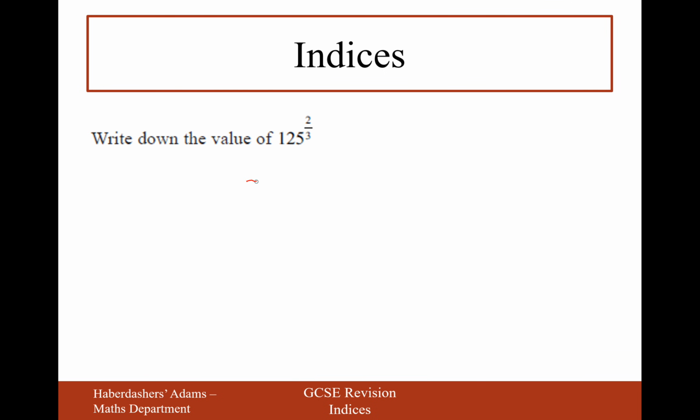Okay, so in this question here, there is no negative on the indices, so we don't need any flipping. So we're going to jump straight to the rooting. So it's going to be the cube root of 125, which is 5. And then the final thing we need to do is the numerator of the indice, which is to square it. So that's 25. So the answer here is 25.